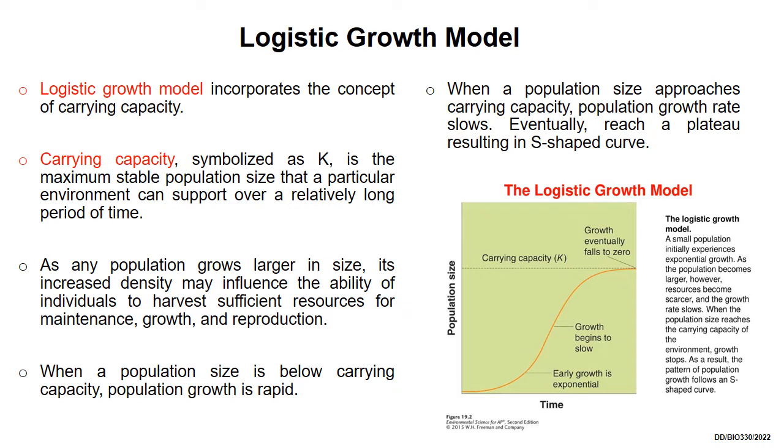If you look at this figure of the logistic growth model, a small population initially experiences exponential growth. Exponential means they grow very rapidly. But when the population becomes larger, resources become scarce and the growth rate starts to slow. When the population size reaches the carrying capacity, the K value here, the growth stops. As a result, the pattern of population growth follows an S-shaped curve.